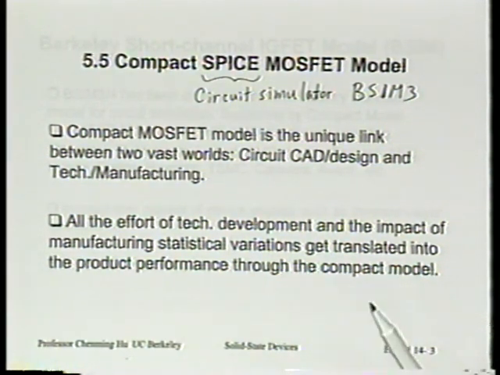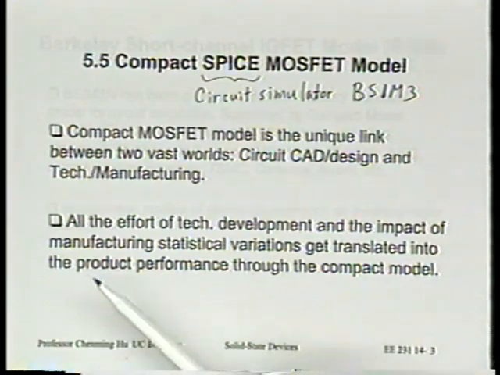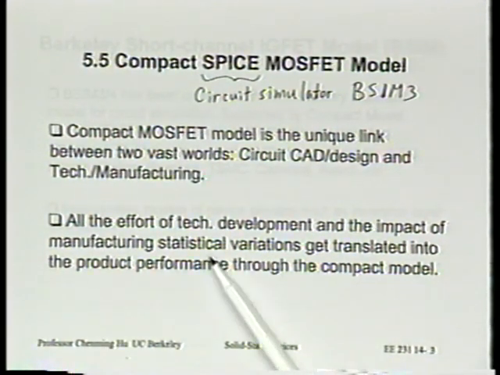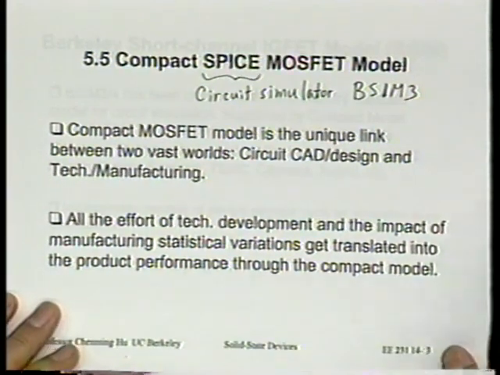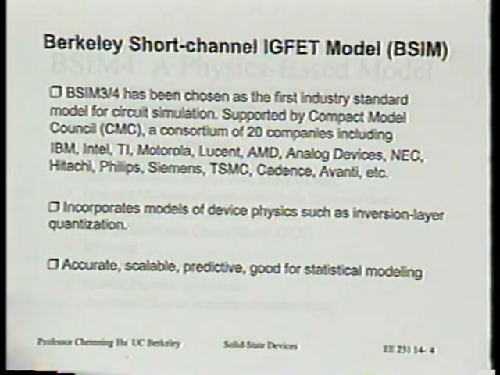Now, the effort of technology development and the impact of manufacturing statistical variation gets translated into the product performance through the compact model. So if you don't capture that accurately, the product would not take maximum benefit of the capability of the technology. If the model is too aggressive, then the manufactured silicon chip will not be able to meet what the simulator tells the designer that the design could meet. So that's the reason we need an accurate compact model.